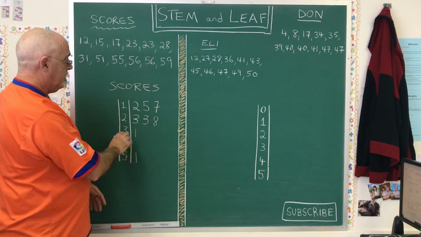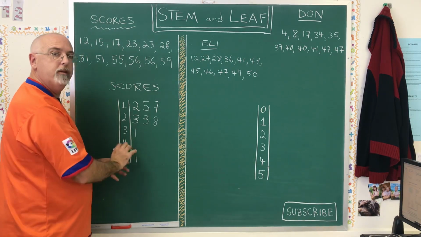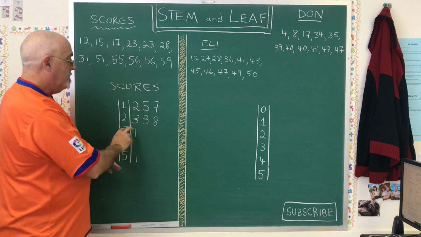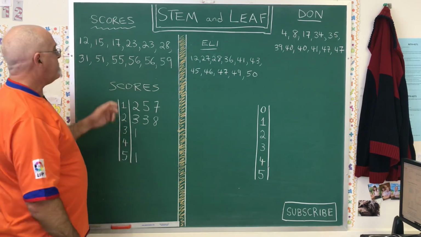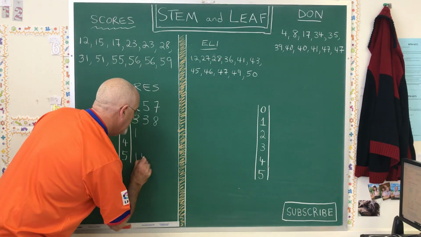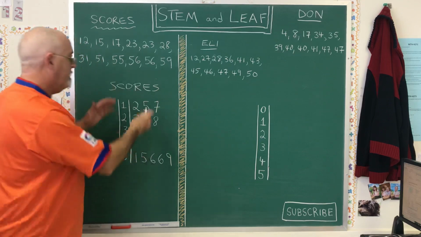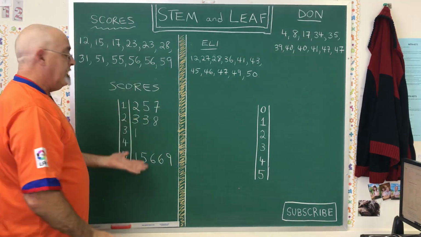So I don't have any numbers in the 40s, so I'm just skipping past this line, and I'm writing 51. When you read this, you see the 31. When you see this, you have to realize there is no number that starts with 4. We're just going from 31 to 51. 55, 56, 56, 59. I now have all of my data in, and I can read it easily.